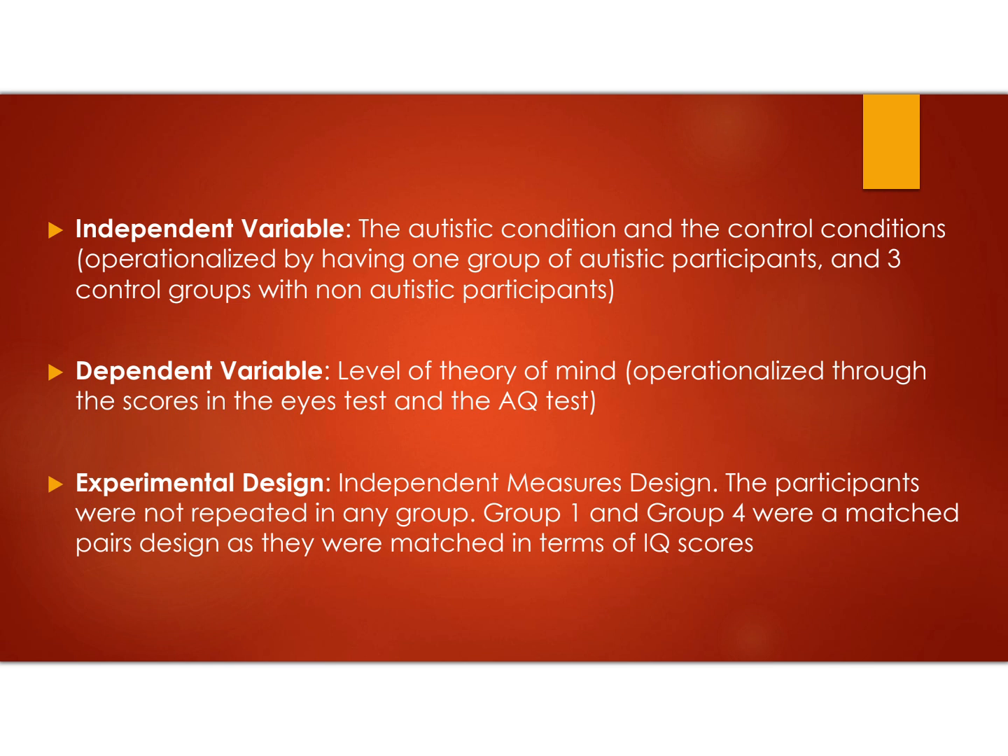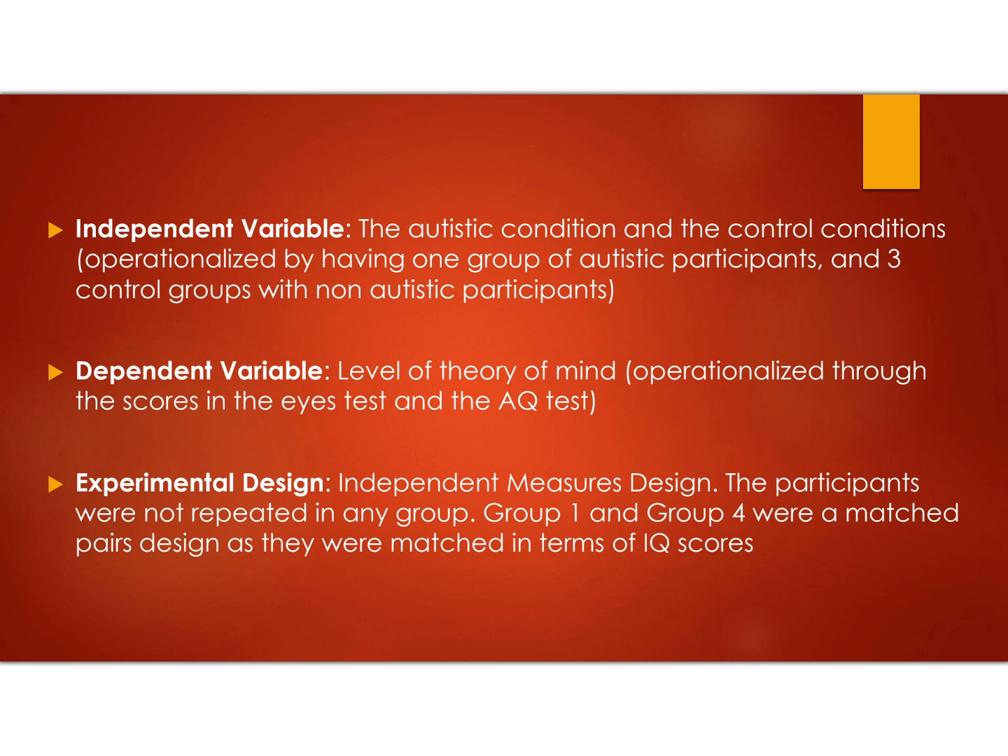The reason we're splitting them into three groups rather than one big control group is because the three groups of non-autistic participants will differ in terms of their age as well as their IQ levels, intelligence levels. So that's why we have three different control groups. The DV is the theory of mind of the participants, and this will be measured through the scores in the two tests, the eyes test and the AQ test.